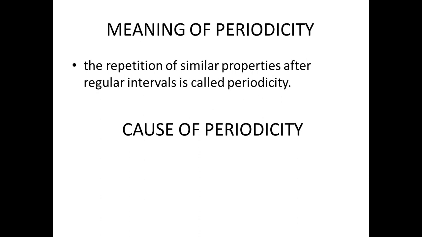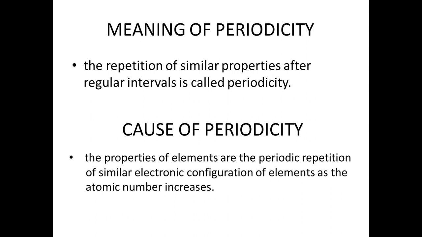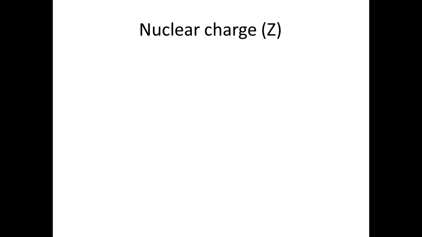So what is the basic cause for this? This is the electronic configuration. The properties of elements are the periodic repetition of similar electronic configuration of elements as the atomic number increases. Okay, so the cause of periodicity is their electronic configuration and their atomic numbers. So now let's talk about the different kinds of periodic trends that we study from left to right inside a period and top to bottom inside a group.